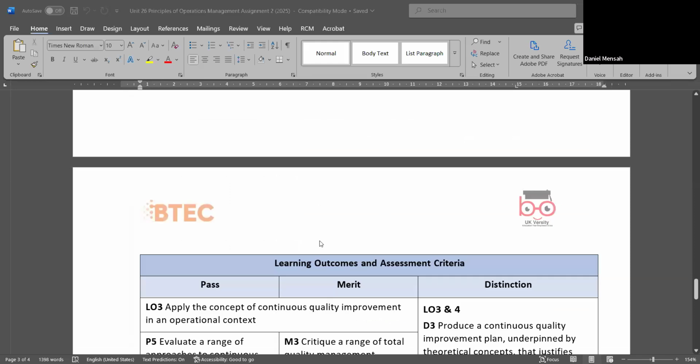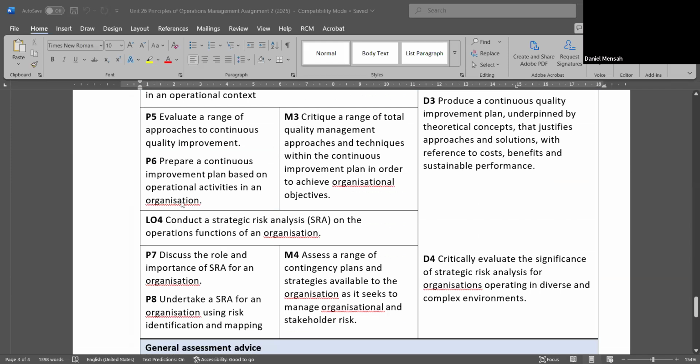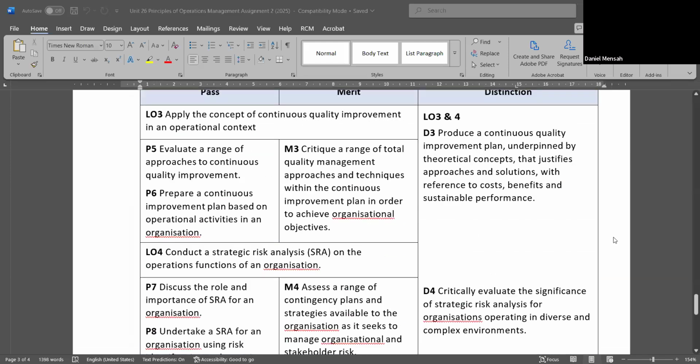Then again there is a grading criteria. For the pass, there are P5, P6 until P8. You have to cover all these criteria to pass. If you want to reach merit, you need to cover these, and similarly you have to achieve all the Ds. But before achieving Ds, you need to meet all these criteria.